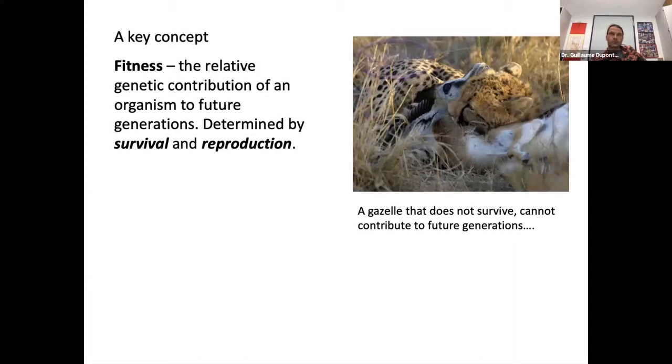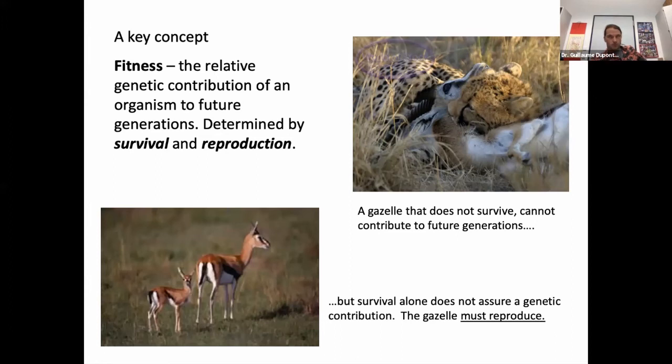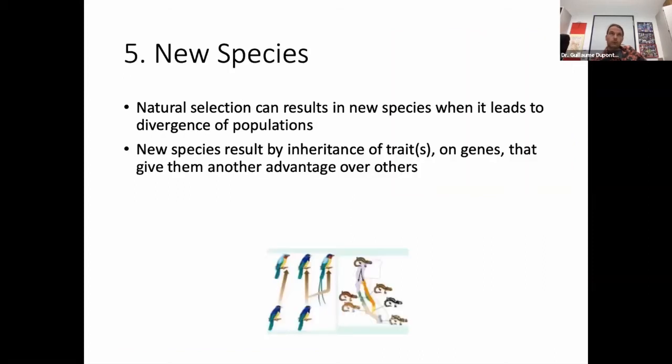So a gazelle that does not survive cannot contribute to future generations. Survival alone does not assure genetic contribution, so we need reproduction. And we can measure this and we can quantify fitness. There are various ways. I'm not going to give those details. The biology students know these things. But this is just to give you the concept here in terms of what Darwin thought about it.